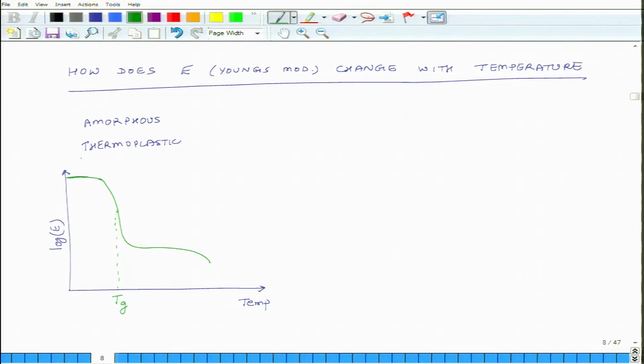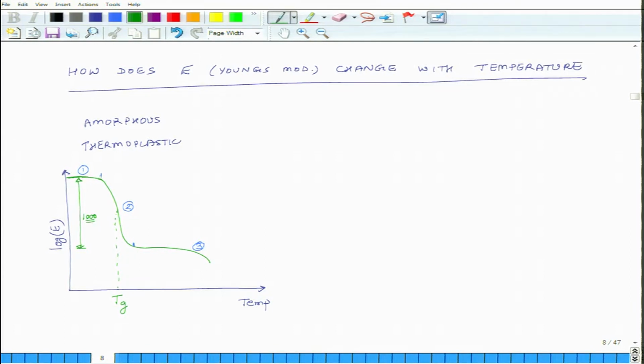So, here in this zone, this is zone 1, this is zone 2, and this is zone 3, and this is your Tg, glass transition temperature. This drop may be significantly high. So, it may be something like 1000, a sharp drop.